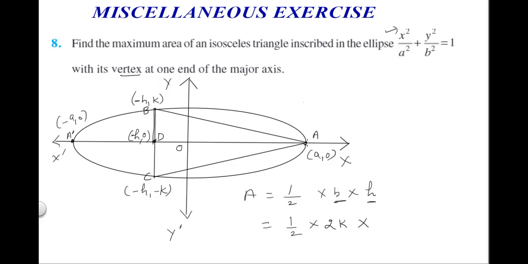Height is what? This AD. So from 0 to point A, it is a, and this h distance is added into it. So a plus h is the height, right? 2 and 2 getting cancelled. So actually area A is k multiplied with a plus h. Name it as first equation. This area's maximum value we have to calculate.